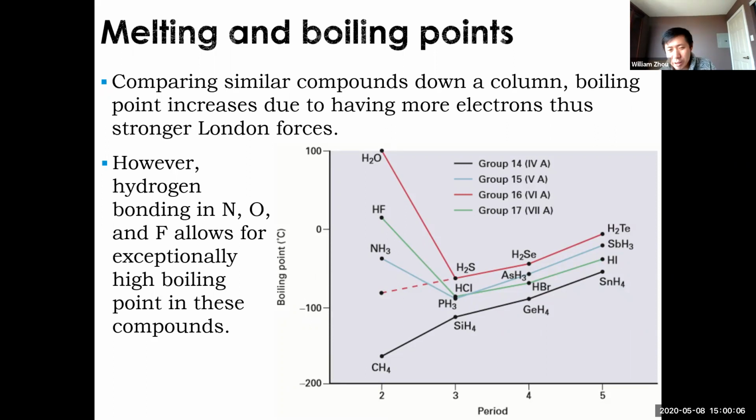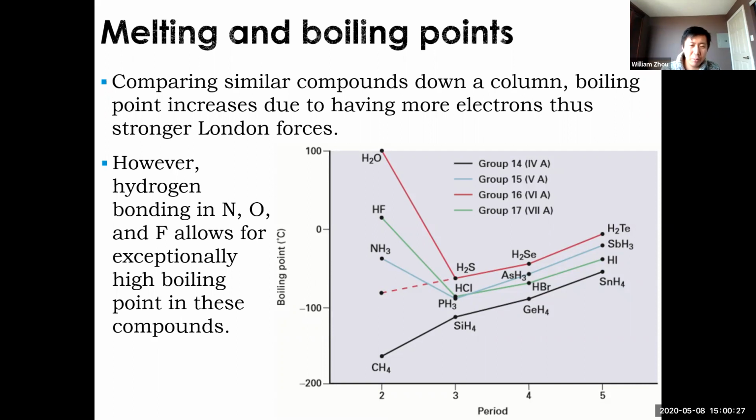CH4 has the lowest boiling point. SiH4 has the second lowest. And then GeH4 a little bit higher. And SnH4 a little bit higher still. Okay? But they all have low boiling points. They're all below 0 on the graph.